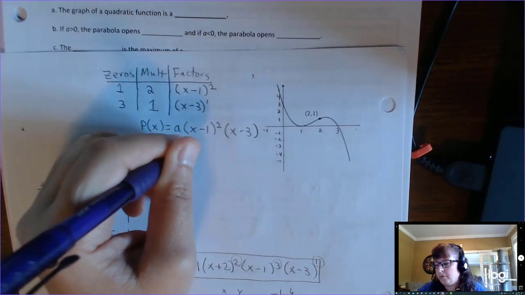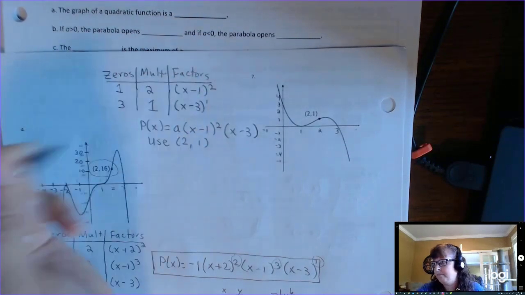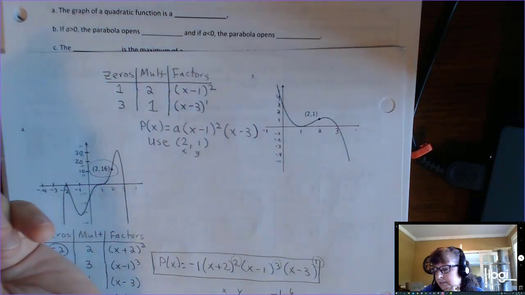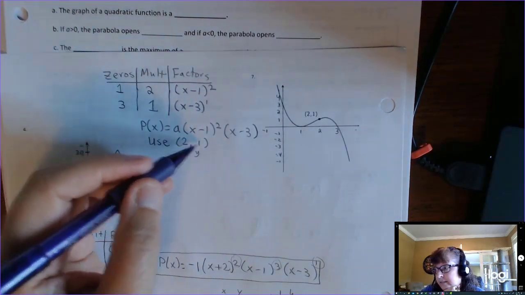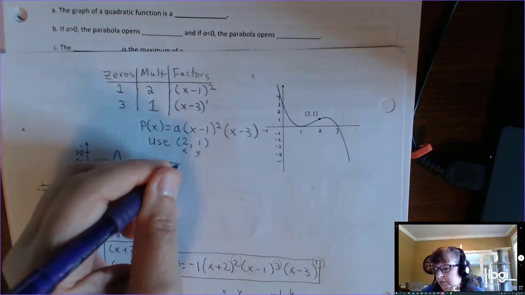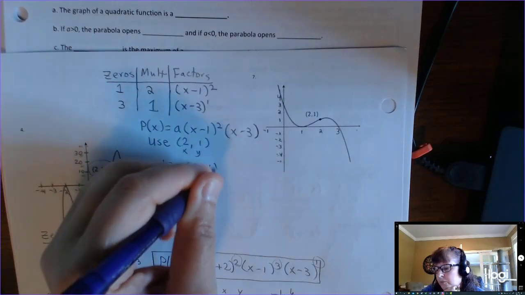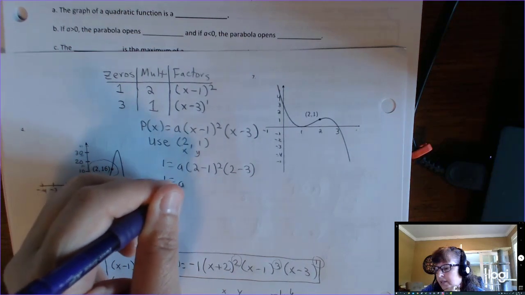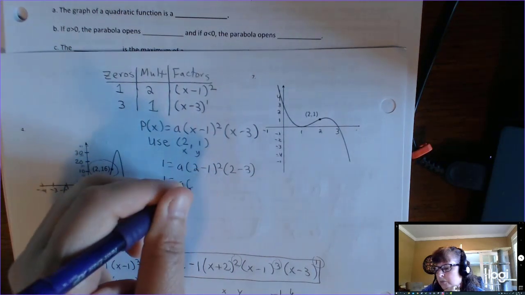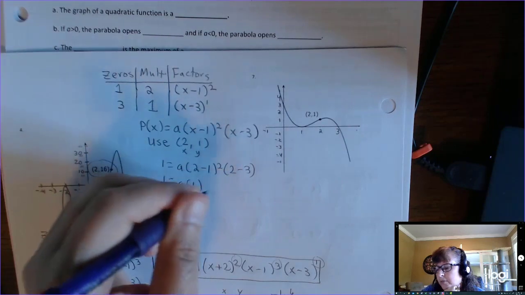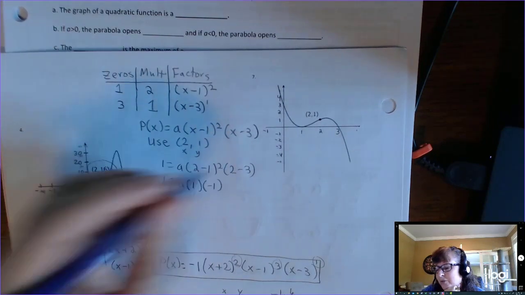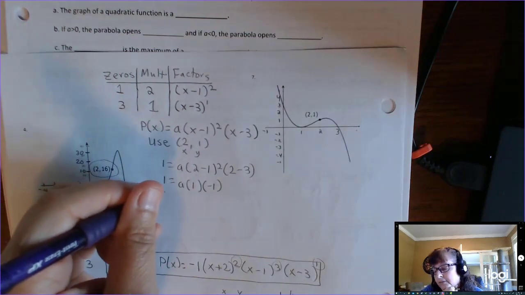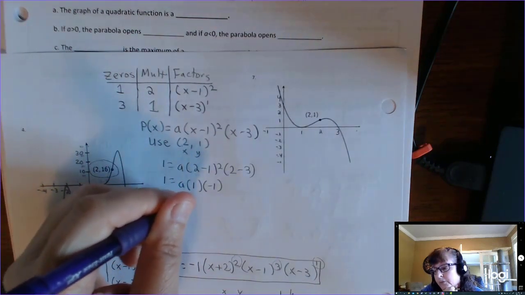And we're going to use the point (2, 1), because that's what was given. Alright, so that's x and that's y. So 1 equals a times (2 − 1) squared times (2 − 3). 1 equals a times (2 − 1) squared is 1 squared, that's 1. 2 minus 3 is negative 1. That's where people mess up, is they don't remember their negative rules or just lose a negative. We get 1 equals negative 1a.